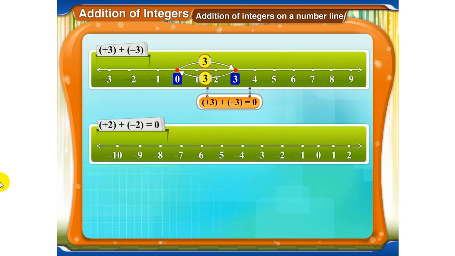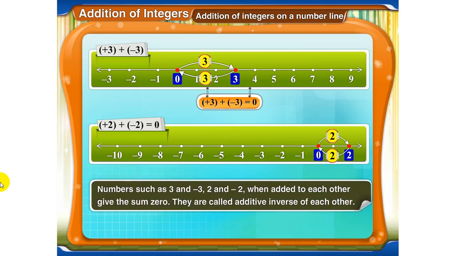Similarly, if we add 2 and minus 2, we obtain the sum as 0. Numbers such as 3 and minus 3, 2 and minus 2, when added to each other, give the sum 0. They are called additive inverse of each other.